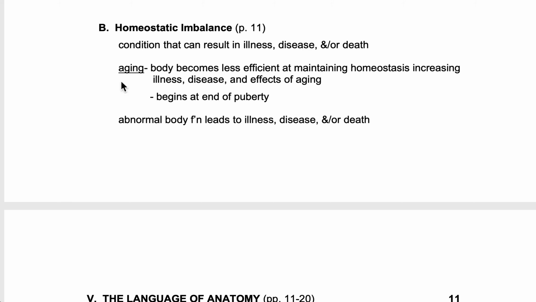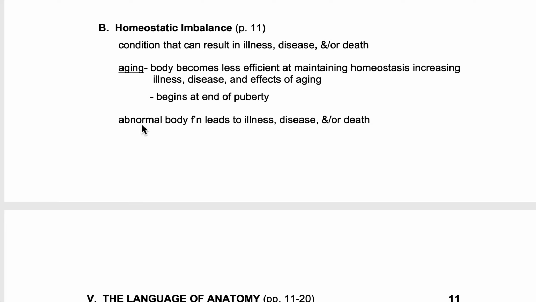Now, aging is a natural process that starts after you've gone through puberty and become an emerging adult, and once you reach adulthood, we stop actually, quote unquote, growing, and now we go through the process of aging. The body becomes less efficient at maintaining homeostasis, and we start seeing increasing illnesses, disease, and the effects of aging. You can actually take a whole grad course on the effects of aging. I took that. It's actually quite interesting what happens to the body.